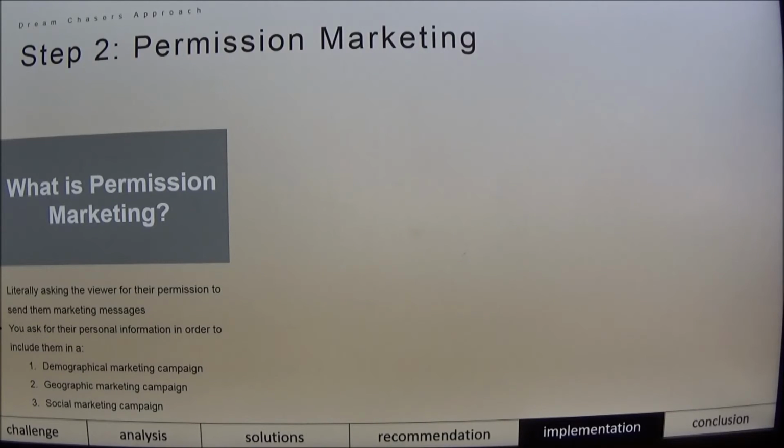What you can do is ask them personal information, so you can group them by demographics. So age, you put a certain age together, a certain gender together, or geographics. So everybody from a country, state, region, city, you group them like that. Or a social marketing campaign. So what do they belong to in public? For example, people in the sales area, you put all the salespeople together. People in finance together. People without a job together. And so on and so on.